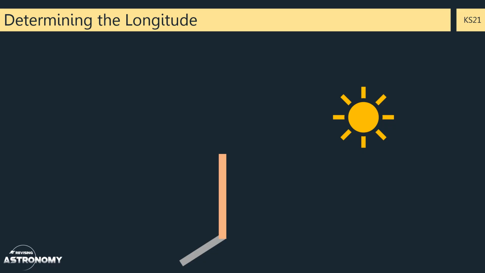So as the sun moves through the sky, the shadow cast by a stick will get shorter.